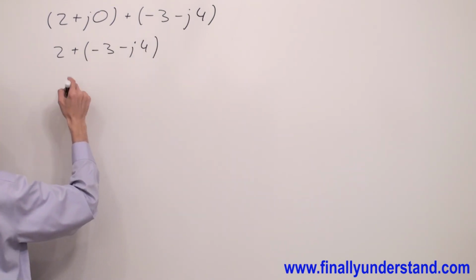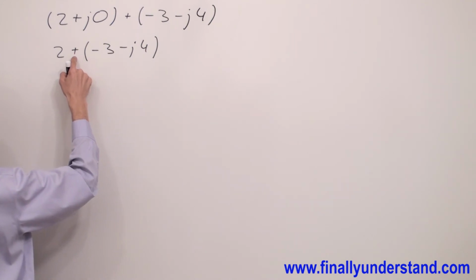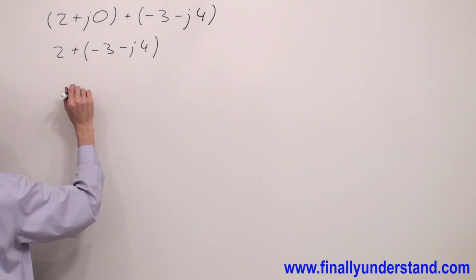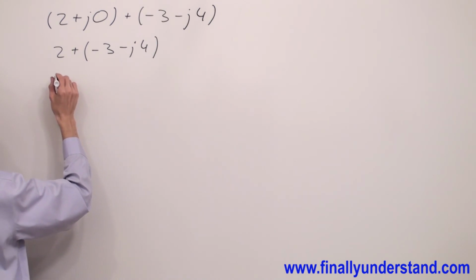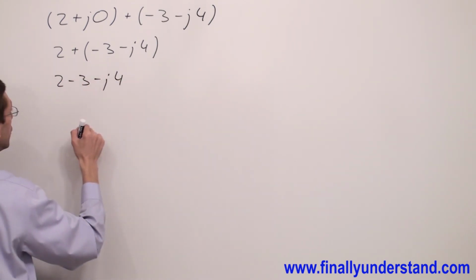Now, please notice that at the front of the parentheses, I have a positive sign. Anytime I have a positive sign at the front of the parentheses, I'm supposed to remove the parentheses and keep the signs the same. So I have 2 minus 3 minus J4.